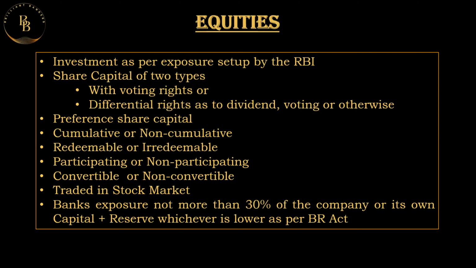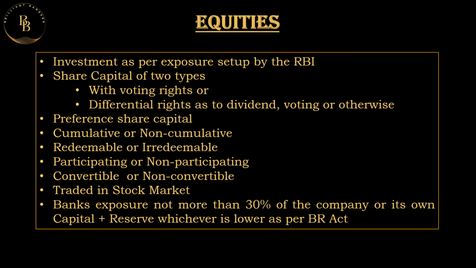The investment is as per the exposure set up by the RBI. And what is the exposure for a banking company? The exposure should not be more than 30% of the company, that is the investing company, or the bank's own capital plus reserve, which is 30%. That is, the maximum limit should be the 30% of the company that the bank is going to invest on, or the 30% of the capital and reserve of the bank, whichever is lower. And these regulations are given in the BR Act.